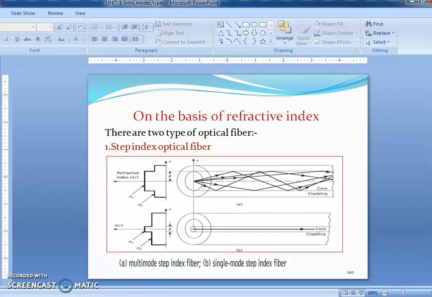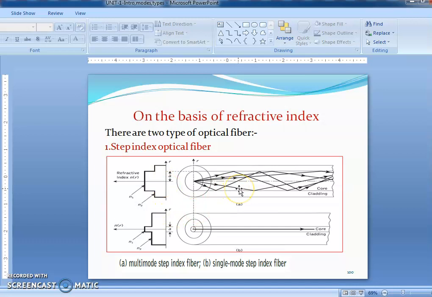Depending upon the refractive index, it is classified as step index and gradient index fiber. See, this is the core. Here, the refractive index is the same. This is the cladding region. It has a different refractive index. The refractive index is varying in a stepwise manner. That is why it is called step index optical fiber.